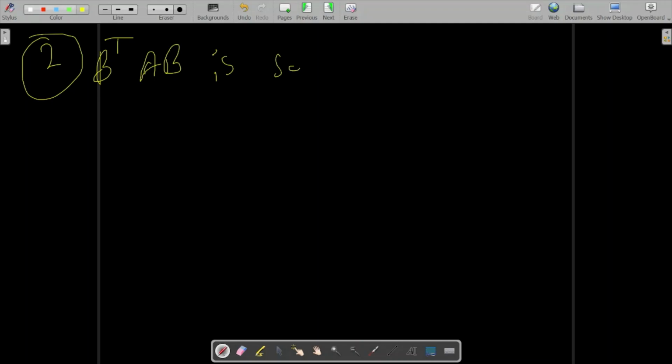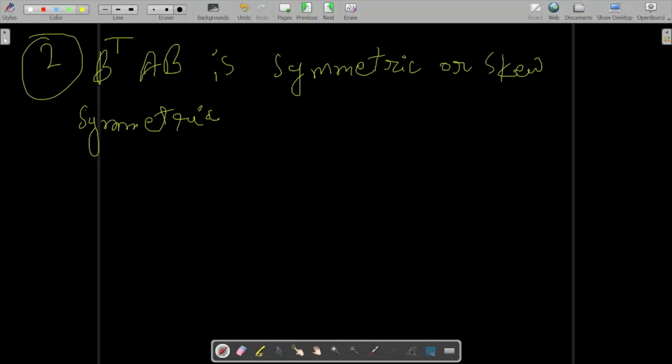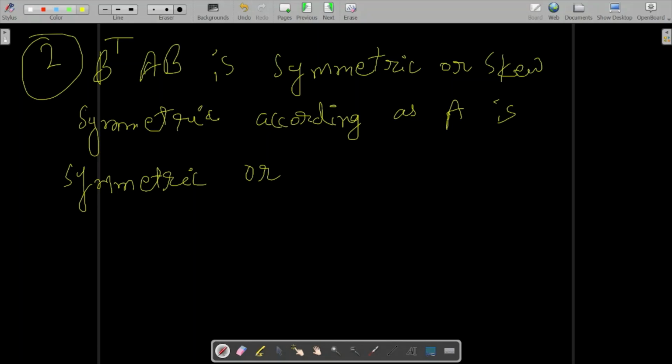Now the second property says that B transpose AB is symmetric or skew symmetric according as A is a symmetric or skew symmetric matrix.